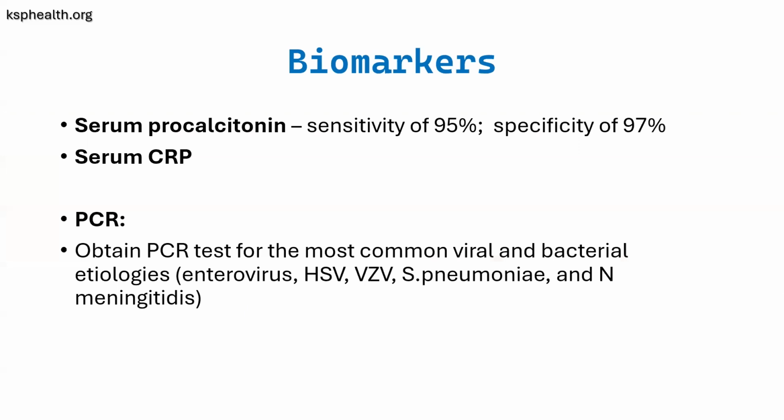Oftentimes, procalcitonin gates in making the diagnosis. Sensitivity of procal is 95%, specificity is 97%. Sometimes procalcitonin is not available, so CRP can be used. The PCR test is used to make the diagnosis of viral and bacterial etiologies.